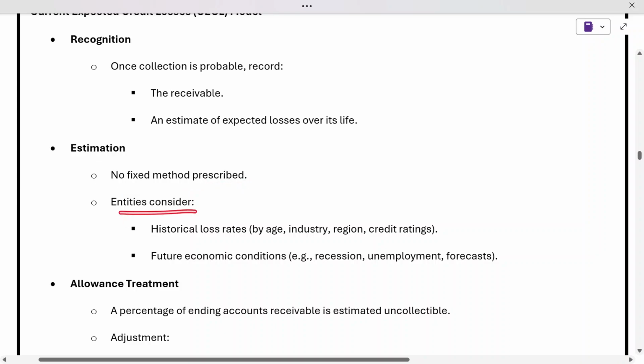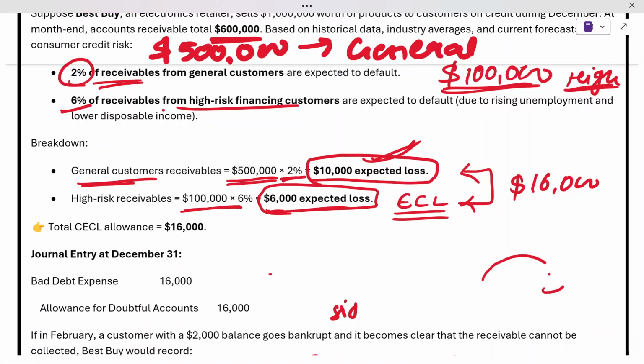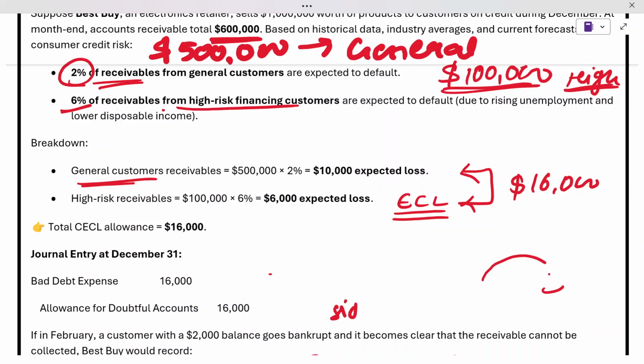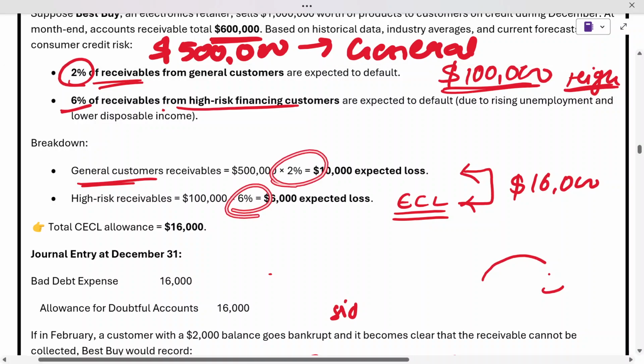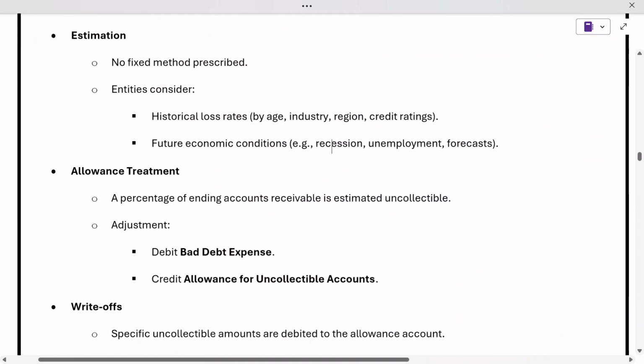Now what we can consider: the age of the customer, the industry standard, region, credit ratings. The lower the credit rating, the lower the chances to recover the money. And future economic conditions: if there is going to be a recession in the market, then people won't be paying us very well, and there are chances that there will be bad debt. So based upon the situation of the market, these percentages of bad debts, just like 2% and 6%, are determined. There is no specific method to determine that. That will be given to you in the question itself.